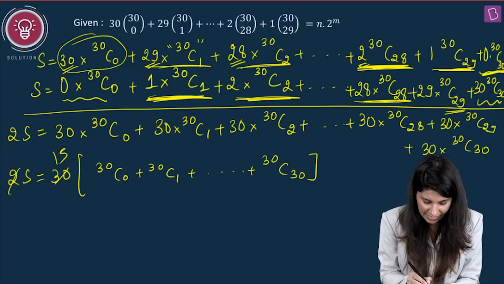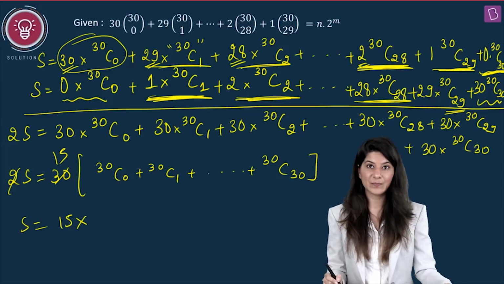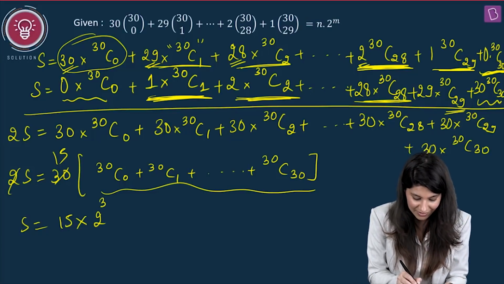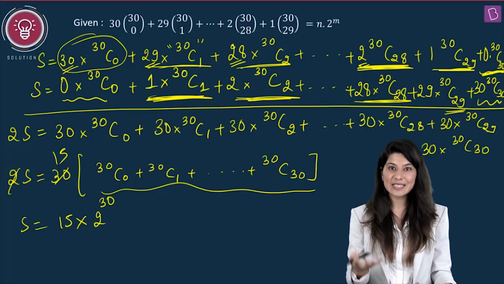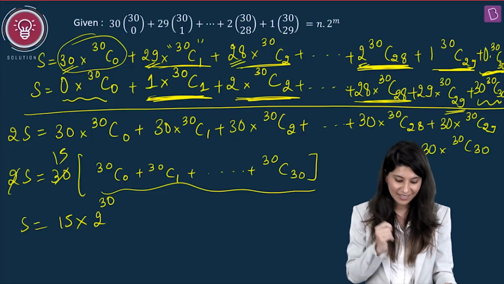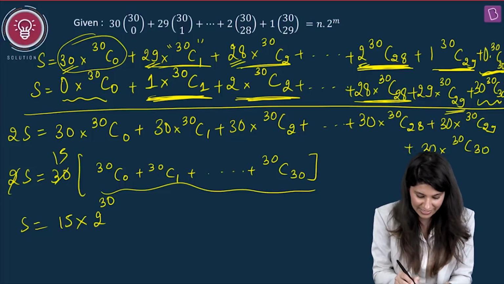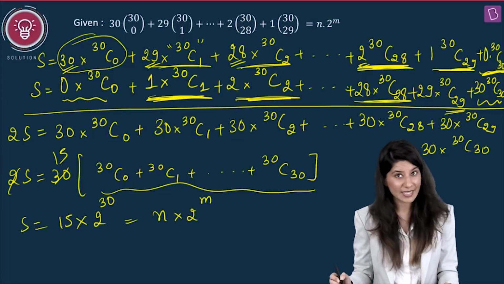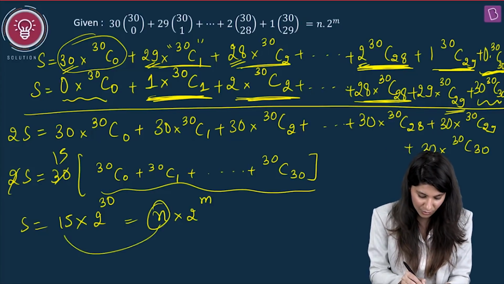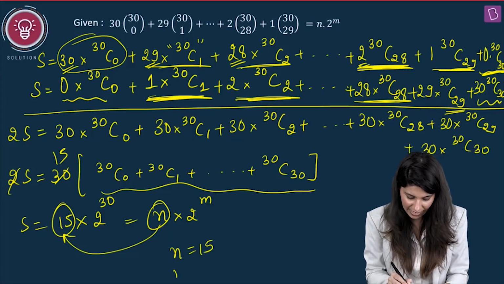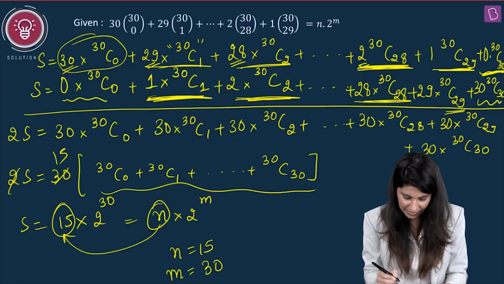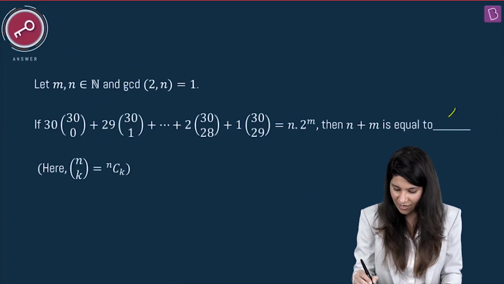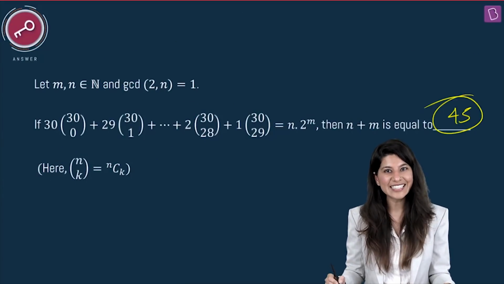This is what? S would be equals to 15 multiply the whole series, which is nothing but 2 raised to power 30. NC0 plus NC1 plus NC2 all the way up to NCN is what? 2 raised to power n, isn't it? So this is exactly equal to n multiply 2 raised to power m. Now let's compare. n is an odd number, so n is 15. n equals 15 and m equals 30. We need to add these two. n plus m is equals to 45 is your answer. 45. Got it?